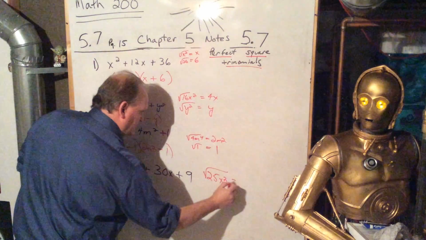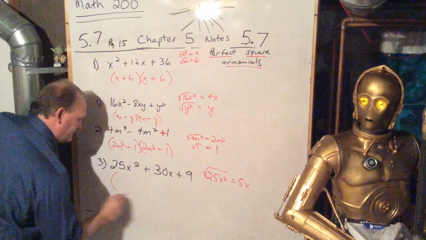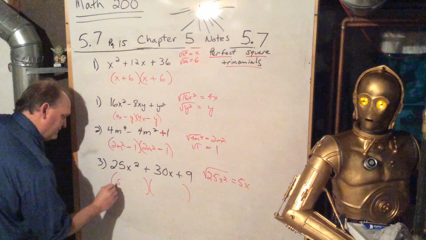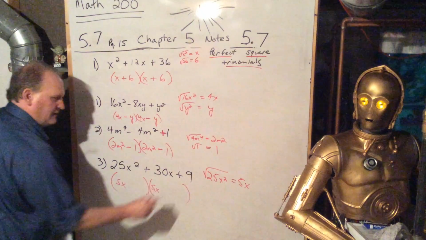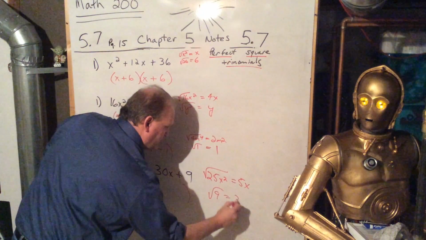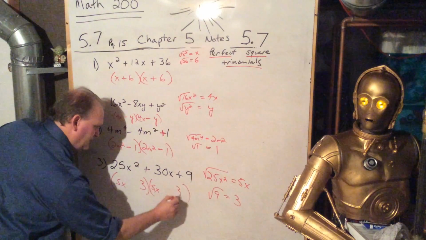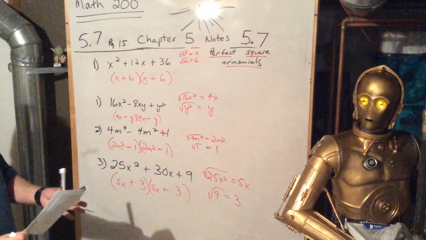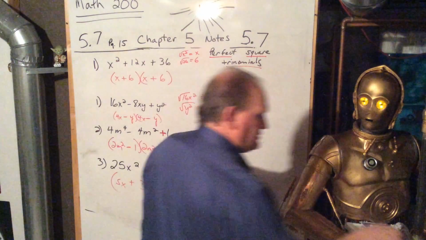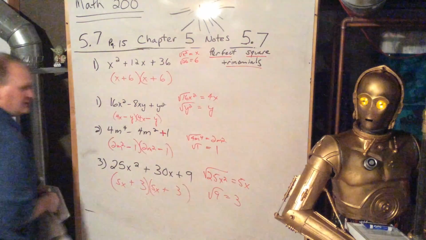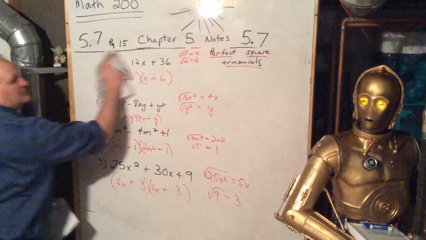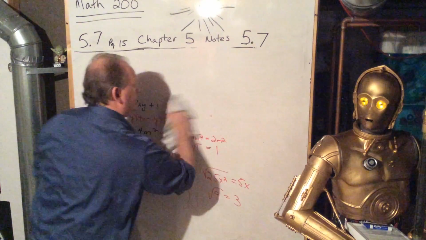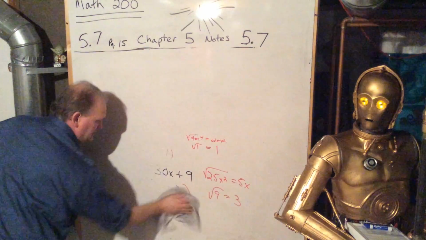We're just going to take the square root of that, get 5x. And then the square root of that, and get 3. And a couple of pluses, and we're done. So the next thing we're going to look at is factoring the difference of two perfect squares, which is also pretty easy.